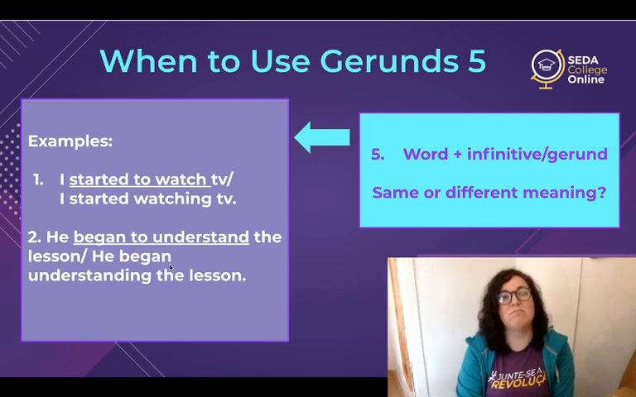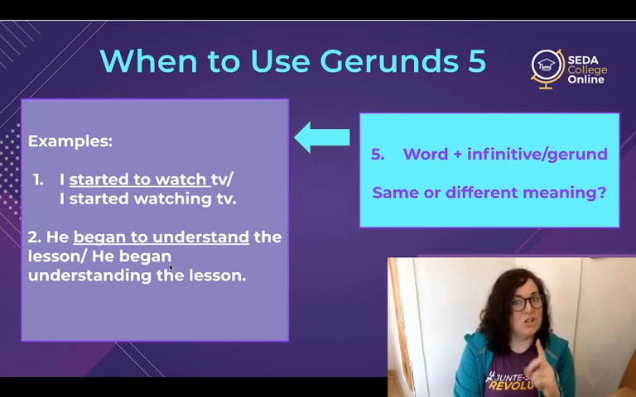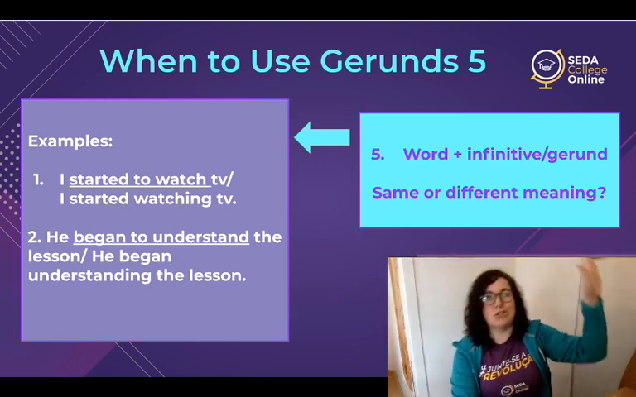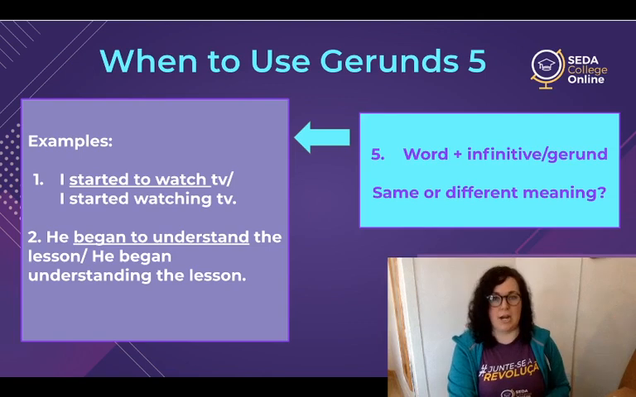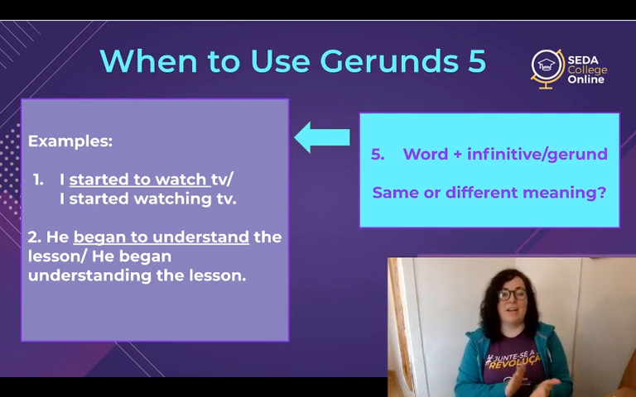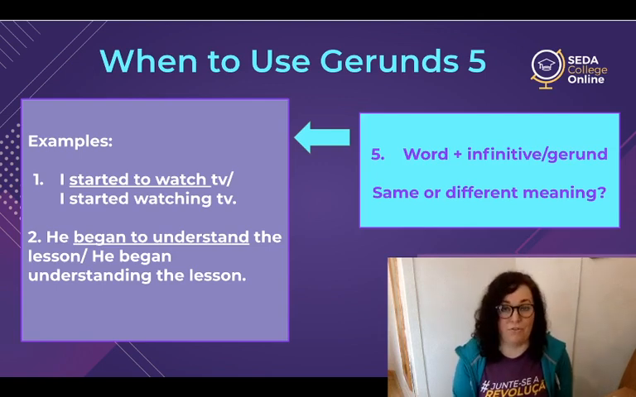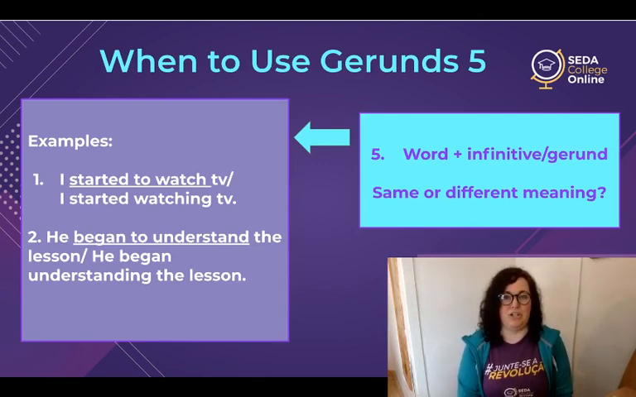He began understanding the lesson. That would mean, so punctuation is really important here, that he already understood the lesson before they started. He began with that understanding of what the lesson was about, so it wasn't new to him. Okay? But no comma, he began understanding the lesson could mean the same thing as the first part. Okay? So context is key. Punctuation is powerful. Make sure you pay attention to those things.